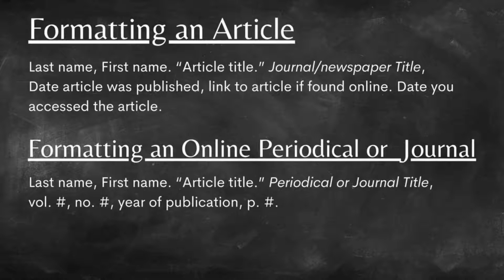A link to the article if you found it online, so the URL link, and also the date that you accessed the article itself. The date you access the article is not necessarily the date that you're handing it in, right? You've most likely worked on this and researched it at least a week or 2 ahead of time, so that would be the date that you put. Now, if you're doing formatting for an online periodical or journal, you also need to include the volume number, the issue number, the year of publication, and then the page number there.